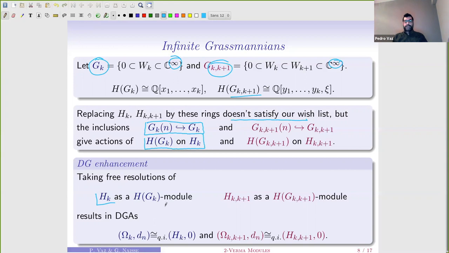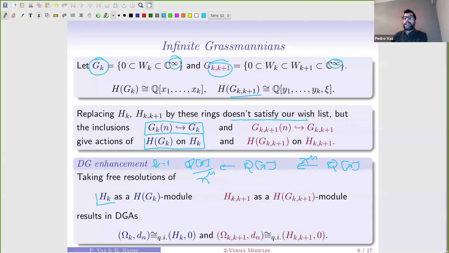So how does it work? Let me just give you very quickly the example for k equals one. So this cohomology is very easy. It's Q[x] mod x^n. And there's a very, very easy resolution as a module over the polynomial ring in one variable. So Q[x], and the map is just multiplication by x^n. So it's clearly the resolution of the cohomology of this Grassmannian.